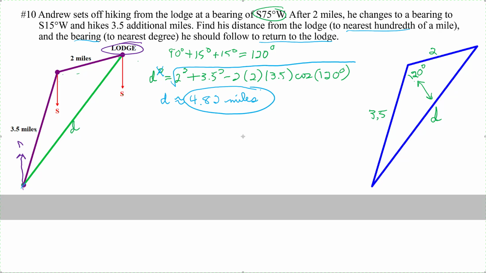If he went north, it would be going straight up this way, and then he needs to go through some angle here to return to the lodge. So his bearing is going to be north, so many degrees to the east, it looks like. So let's kind of backtrack and see what we know.